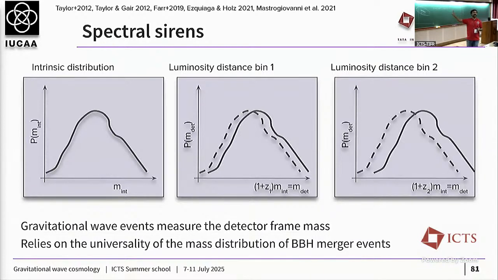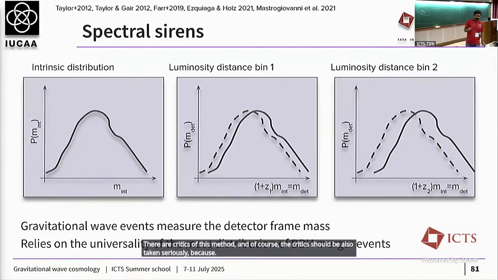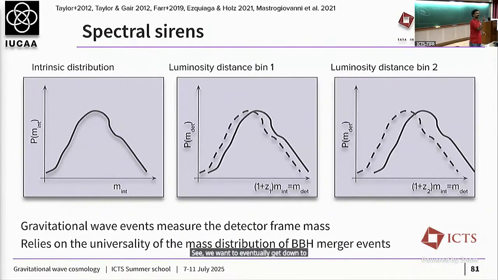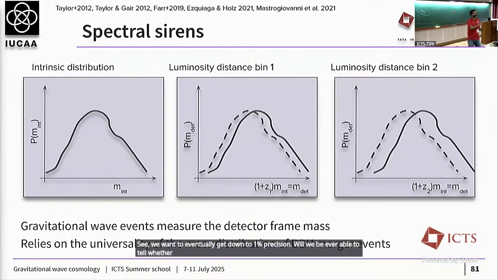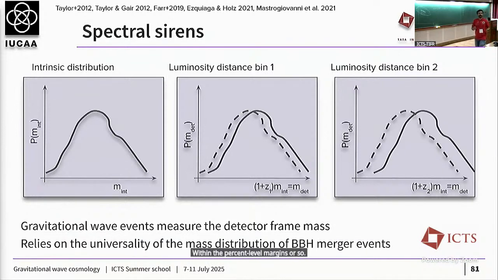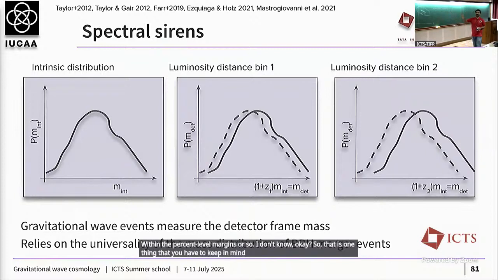There are critics of this method, and of course, the critics should be also taken seriously because, see, we want to eventually get down to 1% precision. Will we be ever able to tell whether the intrinsic mass distribution varies by within the percent level margins or so? I don't know. Okay, so that is one thing that you have to keep in mind when people use these methods.